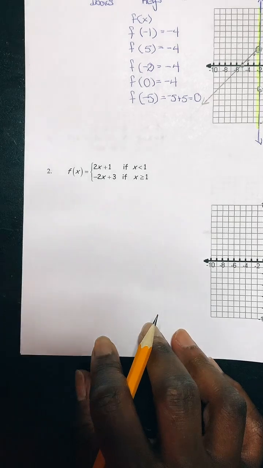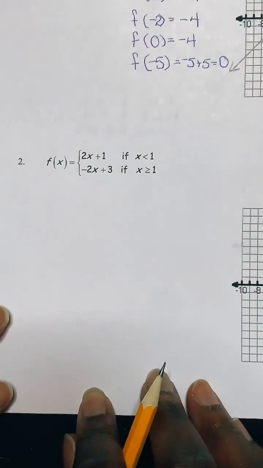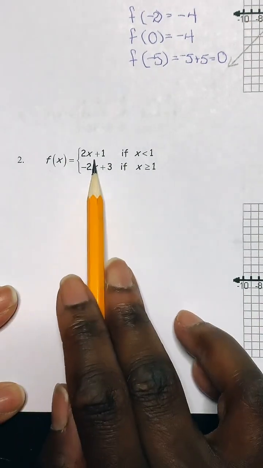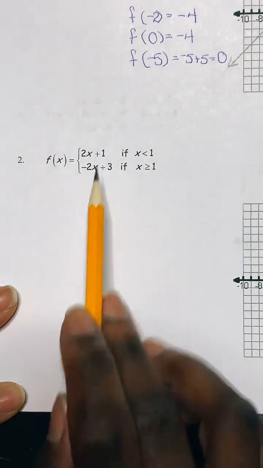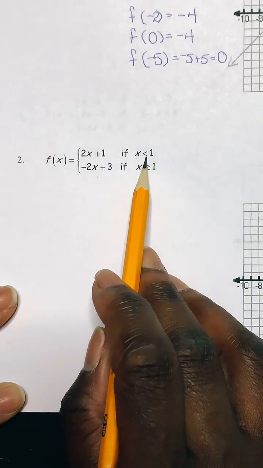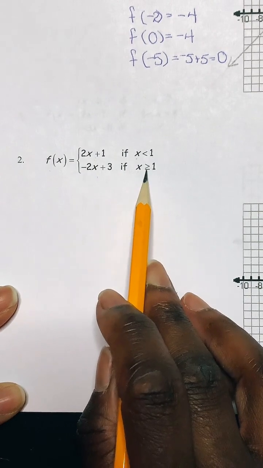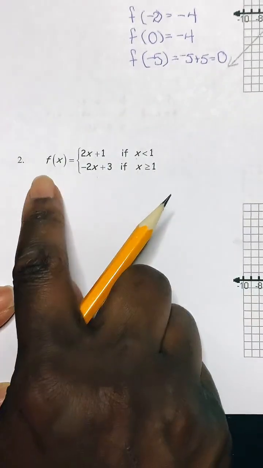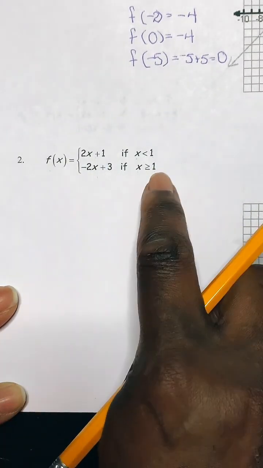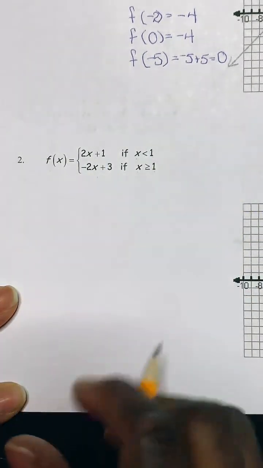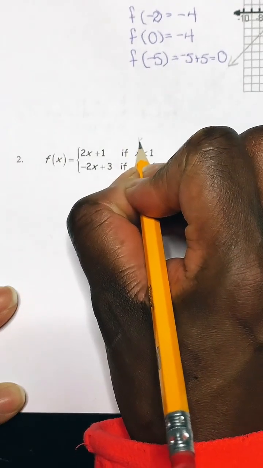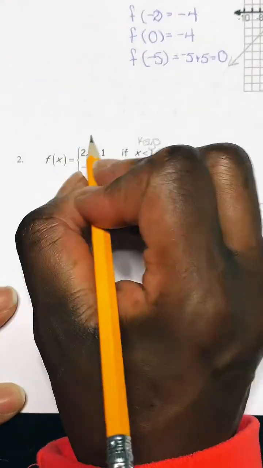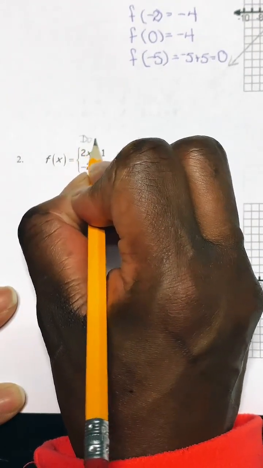All right, so let me zoom in a little bit. Here we are. We have our f of x, and we have two expressions this time. We have x is less than 1, and x is greater than or equal to 1. I always remember, you have to read it not from left to right, but from right to left. Think of it this way: I have a whole bunch of keys, and I want to know which key is going to open the door.